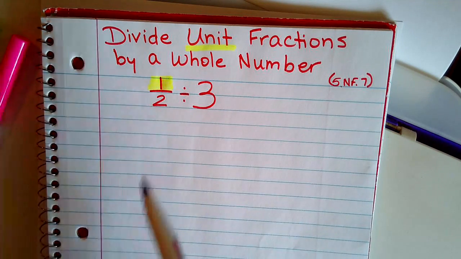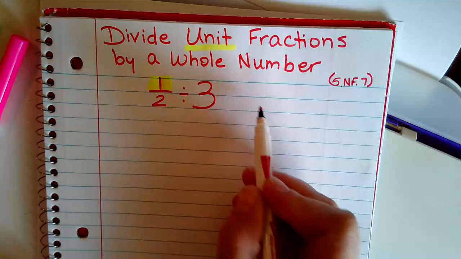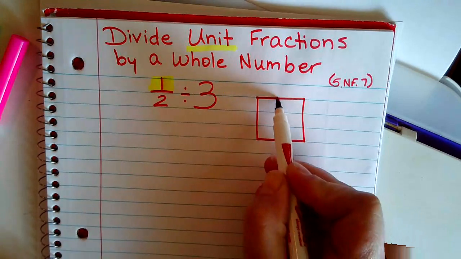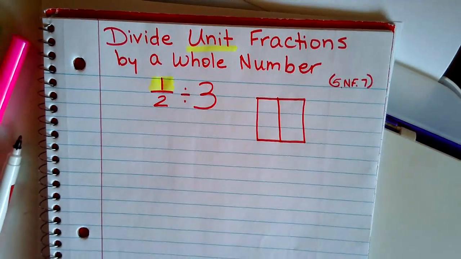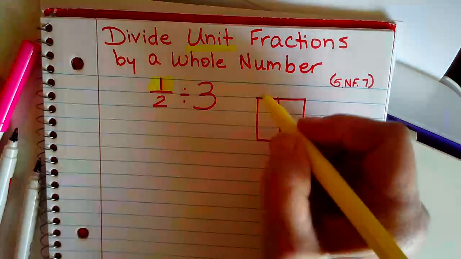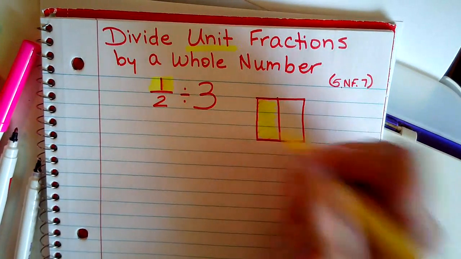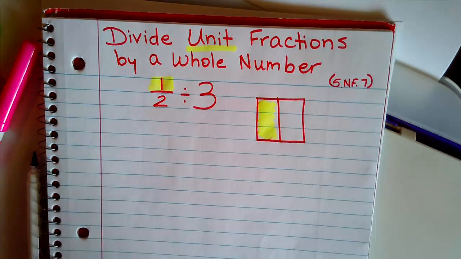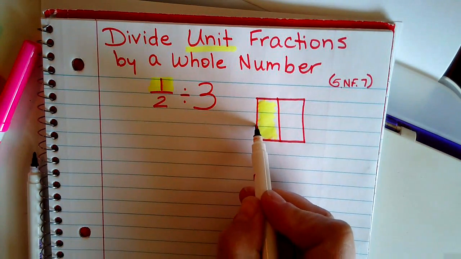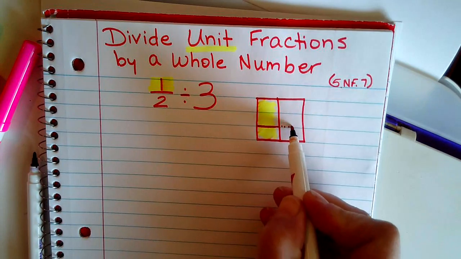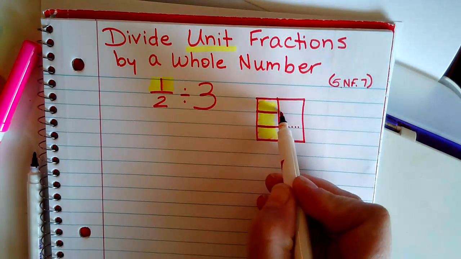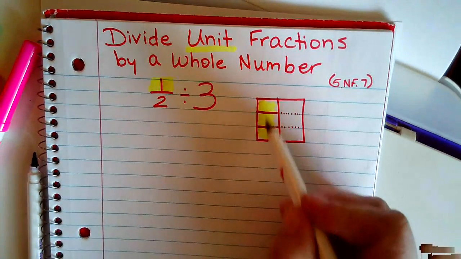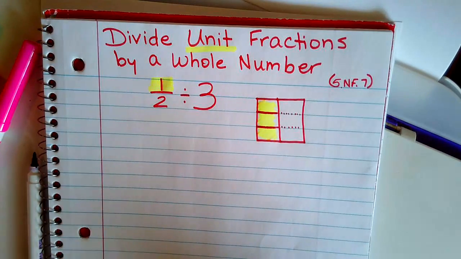out, okay? I'm going to draw a whole right here. This is one whole. I'm going to split it into 2 parts and color in half. Okay? So this is 1/2. Now I'm going to take that 1/2 and I'm going to divide it into 3 sections. And I'm going to go ahead and divide the entire whole as I do this, okay? So I have taken my 1/2 and I've divided it into 3 sections.